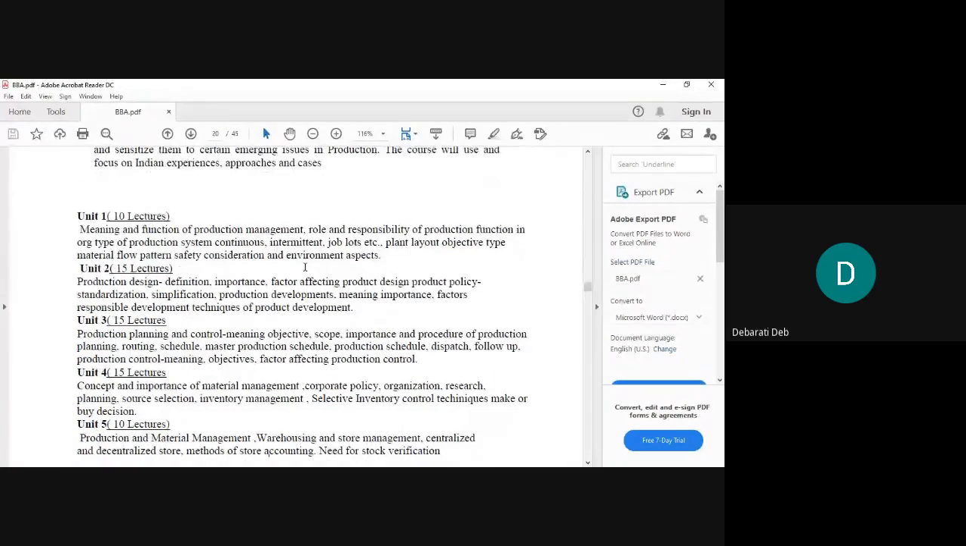Yeah, okay, thank you. Now see, in your first chapter, this production function, that is production system. Then look at this unit 1 where 10 lectures are given. Meaning and function of production management, role and responsibility of production function in organization, then types of production system, job, intermittent, continuous, job lots, then plant layout. These are there. In a second chapter, production.